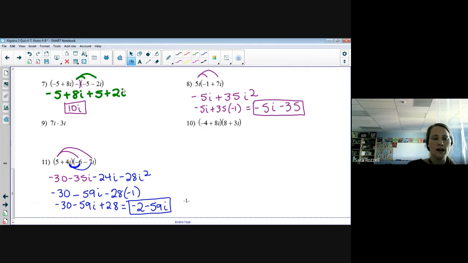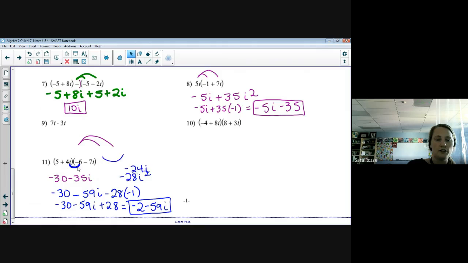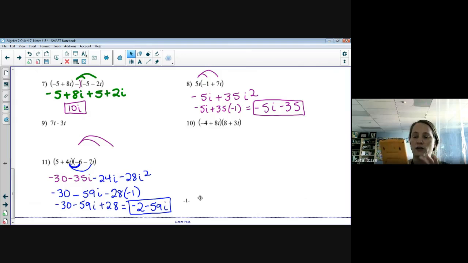Okay, what I want you to do right now is, in your calculator, whichever calculator you have that's got an i on it, whether it's a school one or a TI-84, I want you to type that problem in exactly how it's written, and we'll see if we all get negative 2 minus 59i. So I want to make sure that you can do that to double check your work, or just do it in the calculator in the first place. Remember, the i button, if you're on a school calculator, is second decimal point.